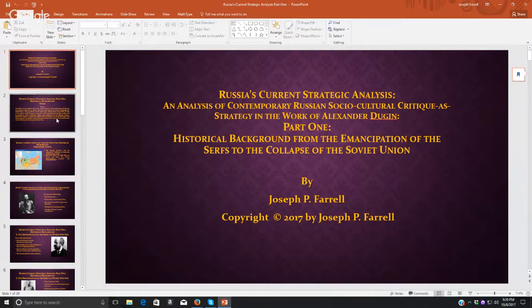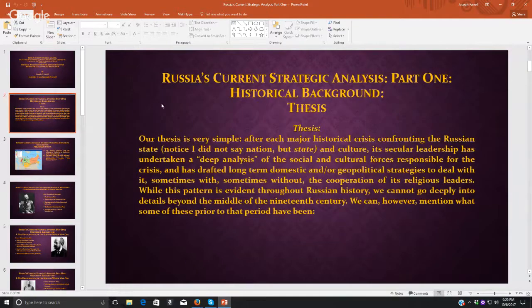So let's move on and look at the thesis or the proposition that I think is central to the core of this type of analysis. And I think this type of analysis is very, very deliberate inside of Russia. And we see it going on again today in the work of Alexander Dugin, who is a major advisor to the president, Russian President Vladimir Putin.